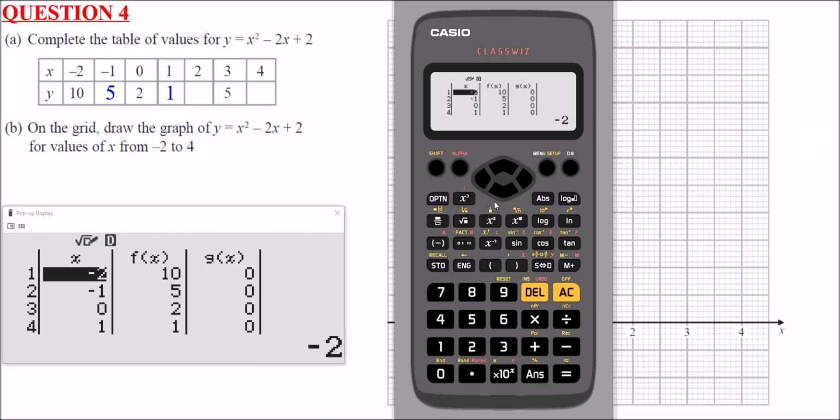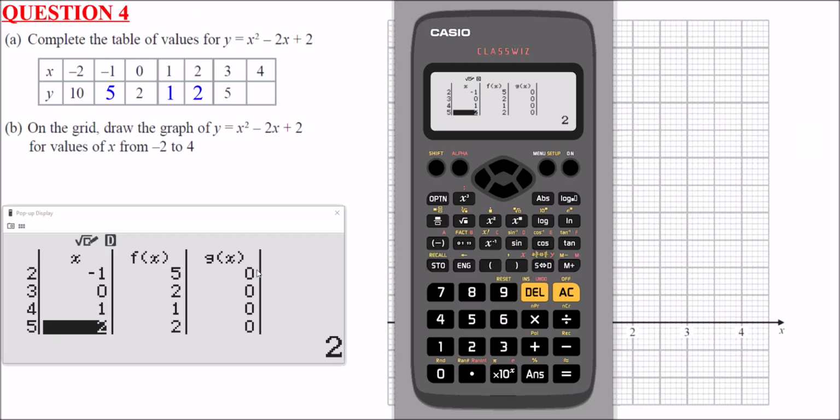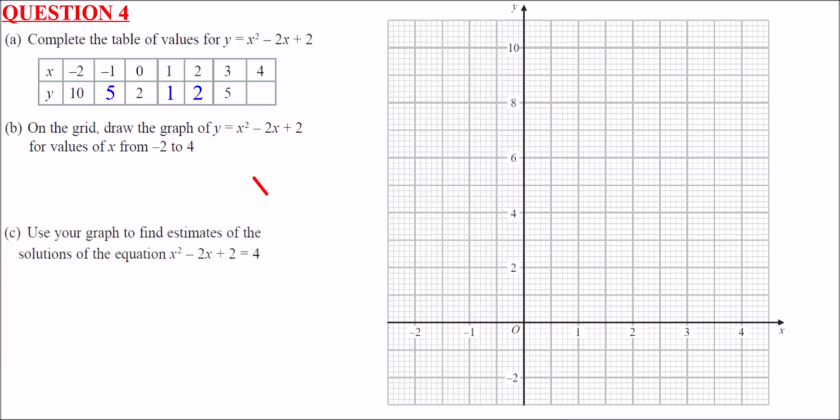Next, we need to scroll down in our calculator. When x is 2, f of x, our y, is 2, so we press in a 2 here. I'll write it in, I should say. And finally, when x is 4, if I scroll down to 3 and 4, it says here that f of x, our y again, is 10. So the final one we plot on is that y is equal to 10.